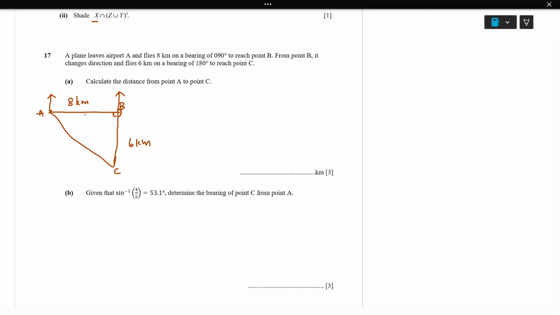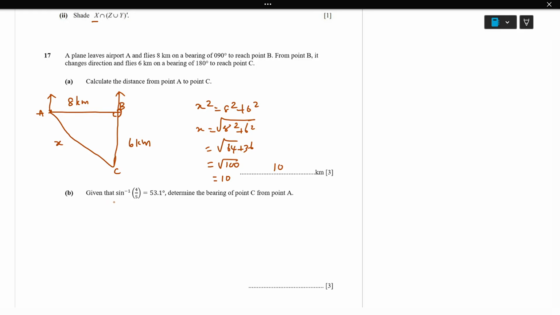This is 90 degrees, so you just use Pythagoras. This is x, so x squared equals 8 squared plus 6 squared, x equals square root of 8 squared plus 6 squared, which is square root of 64 plus 36, so square root of 100, which is going to be 10. So 10 is your answer.